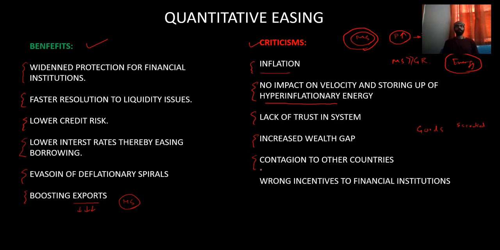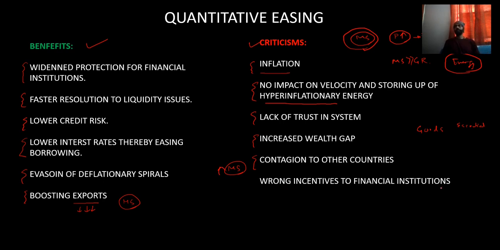Contagion to other countries. Obviously, if a reserve currency like the dollar is increasing the money supply, then everybody has to follow. India has to follow, China has to follow, Europe has to follow, and keep up with the money supply so that there is no imbalance in the exchange rates, no imbalance in export competitiveness and all that. And that can lead to inflationary scenarios in other countries also, because they are increasing money supply in parallel with the reserve currency, the dollar.